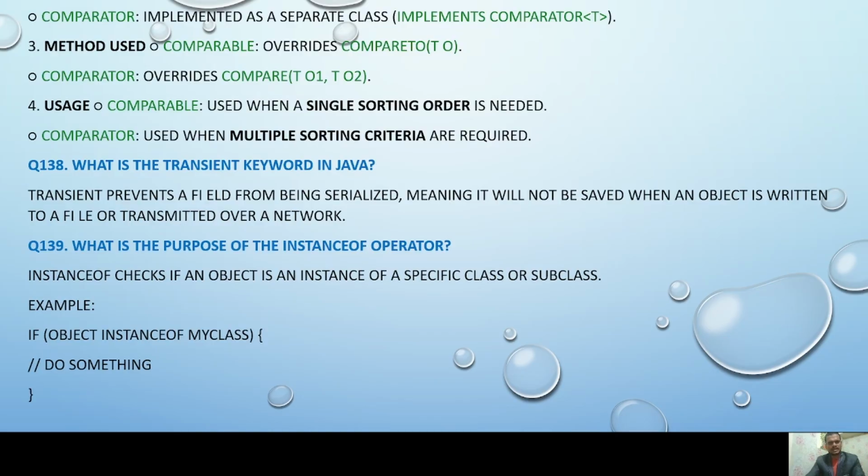What is the transient keyword in Java? Transient prevents a field from being serialized, meaning it will not be saved when an object is written to a file or transmitted over a network. What is the purpose of the instanceof operator? Instanceof checks if an object is an instance of a specific class or subclass. Example: if object instanceof MyClass, do something.